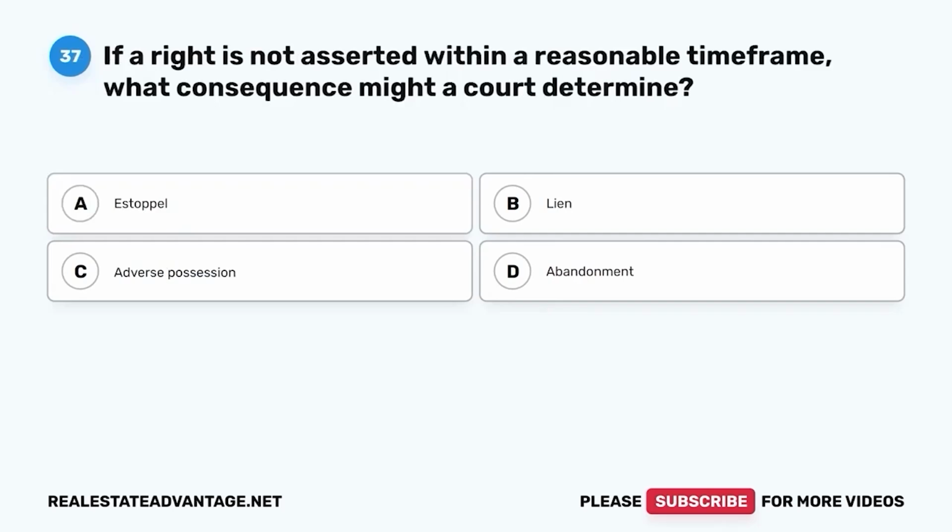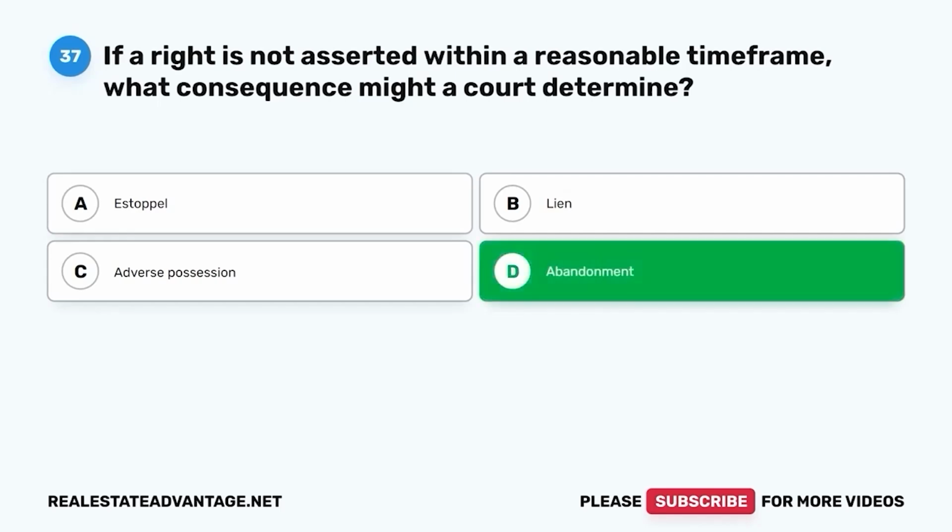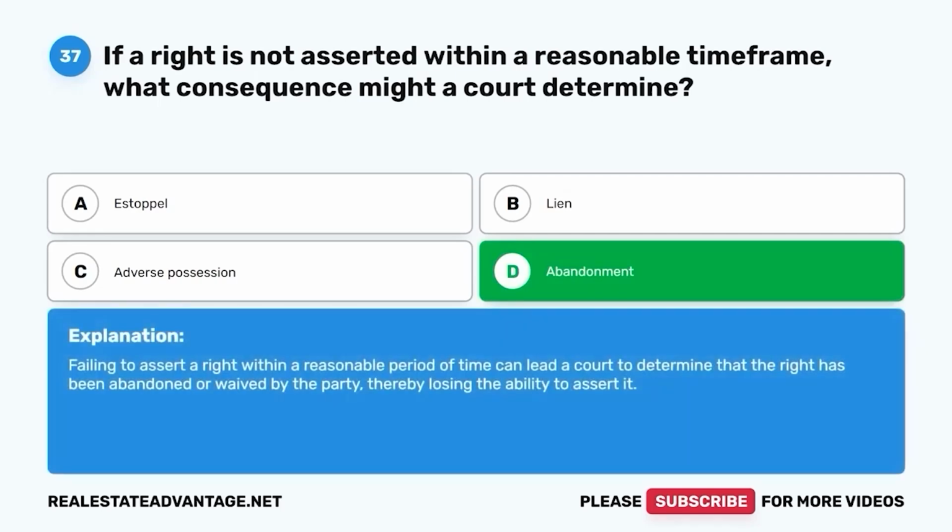Question 37. If a right is not asserted within a reasonable time frame, what consequence might a court determine? A, estoppel. B, lien. C, adverse possession. D, abandonment. The correct answer is D, abandonment. Failing to assert a right within a reasonable period of time can lead a court to determine that the right has been abandoned or waived by the party, thereby losing the ability to assert it.